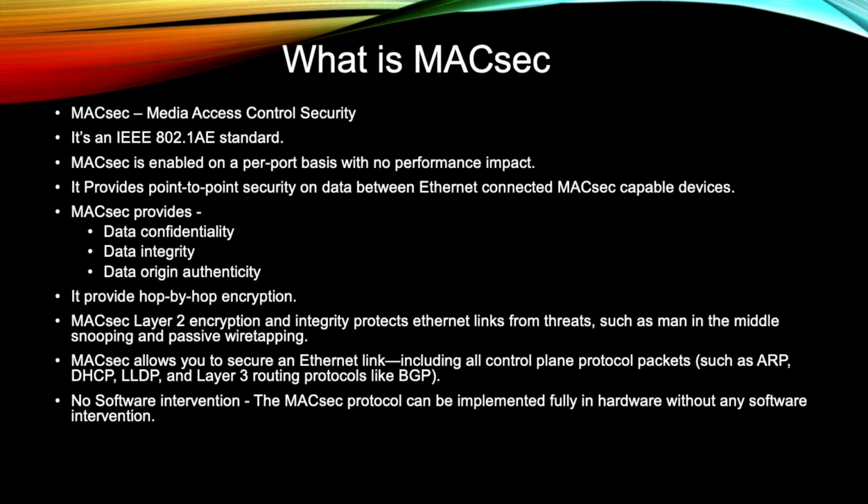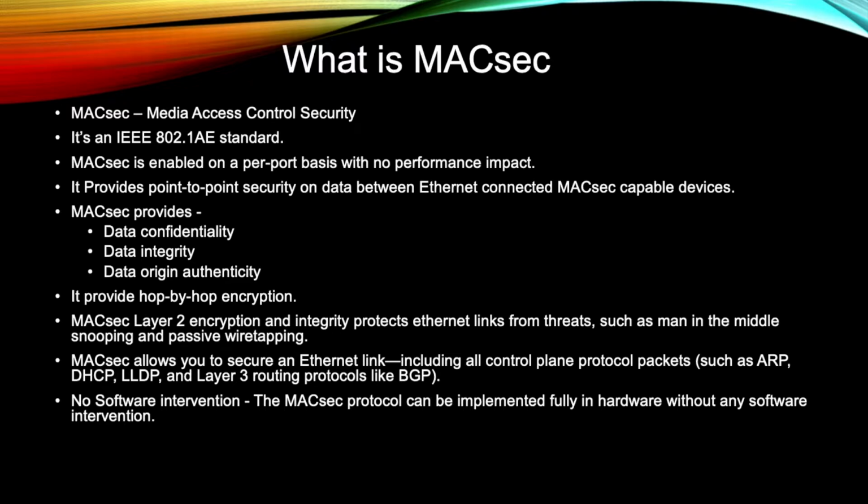It also provides hop by hop encryption, and that means that, as you are aware, when the data leaves from one network for another network, it might hop through different devices. So MACsec provides the encryption from one device to another device, and when it reaches the other device, it decrypts the data and encrypts it again before it leaves the second device for the third device. So that's why it provides you hop by hop encryption.